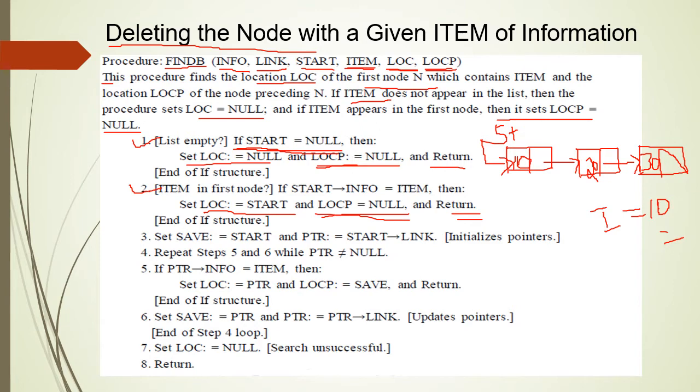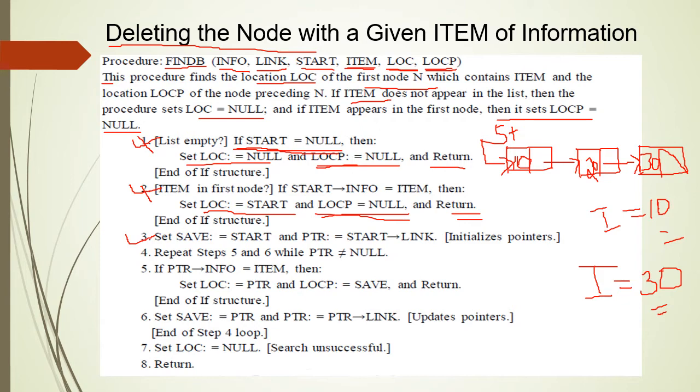Let us assume that the key element is not present in the first node, but in some other node in the linked list. Now the key element is 30. The first statement does not hold: if start is equal to null, no, it is pointing to the first node. If start of info is equal to item, no, start of info is 10 and item is now 30. So the second statement is also not true, and it goes to the third statement after checking the first two conditions.